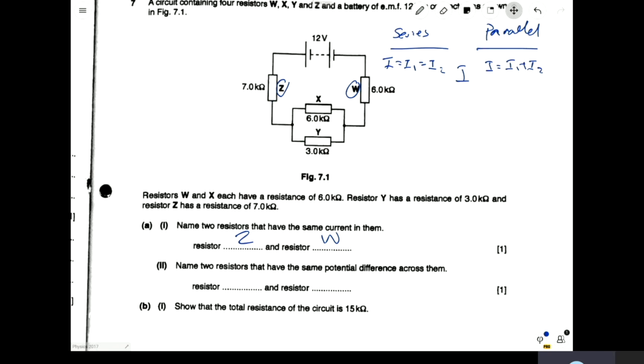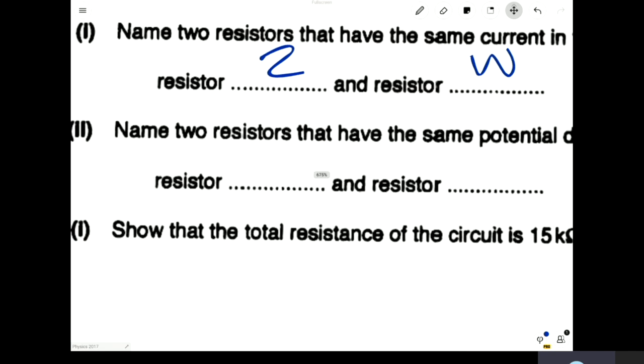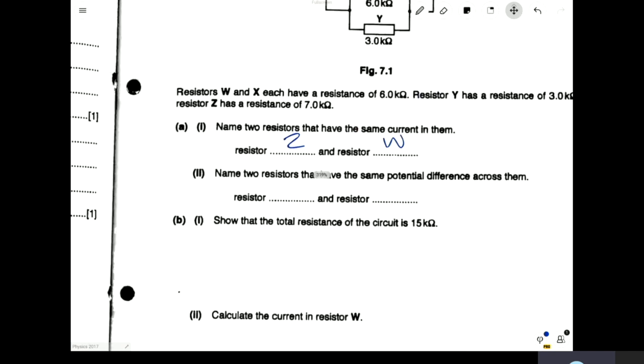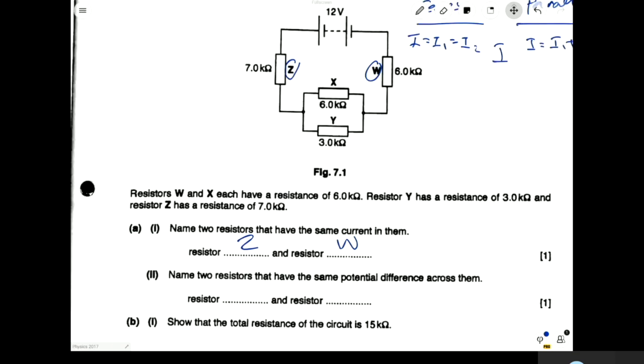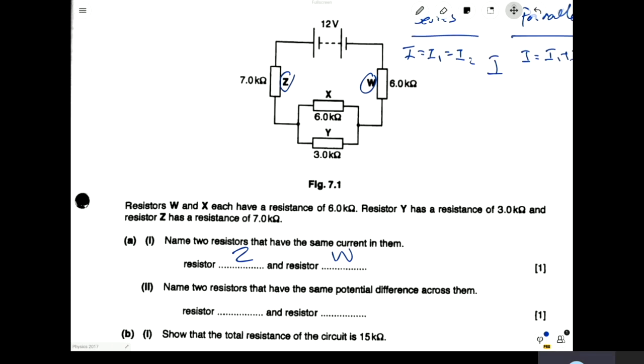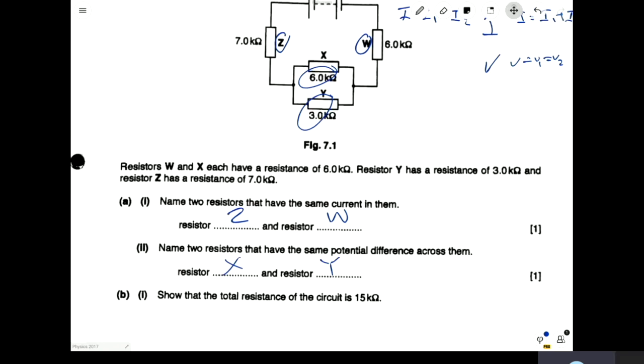Part 2. Name 2 resistors that have the same potential difference across them. Which ones have the same potential? That means voltage. V equals V1 equals V2, right? So we look for parallel. This one and this one, so X and Y. So far, okay? You have done this many times, so you memorize the answer. But you must understand why.